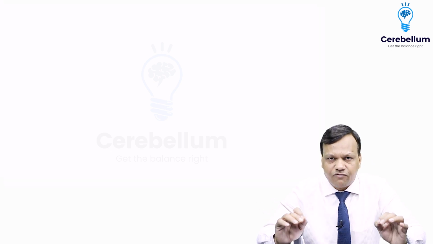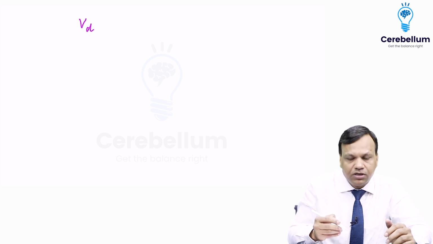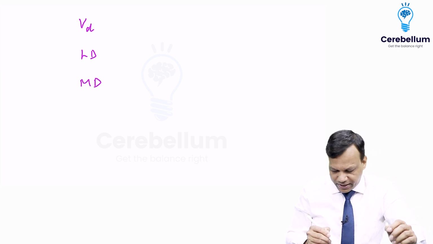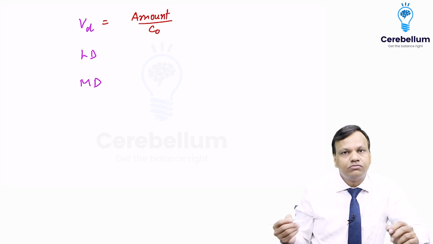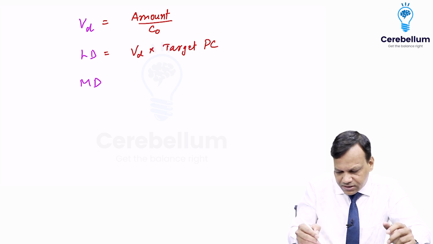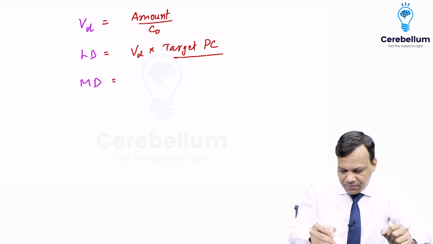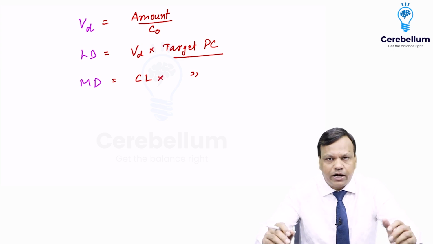We already discussed some formulas earlier, like the formula of volume of distribution, formula of loading dose, and formula of maintenance dose. A quick recap: volume of distribution is amount of drug given divided by C0. Loading dose is equal to Vd into target plasma concentration, and this is the concentration which we are saying is steady state plasma concentration. And maintenance dose is clearance multiplied by target plasma concentration. These formulas we have already discussed.